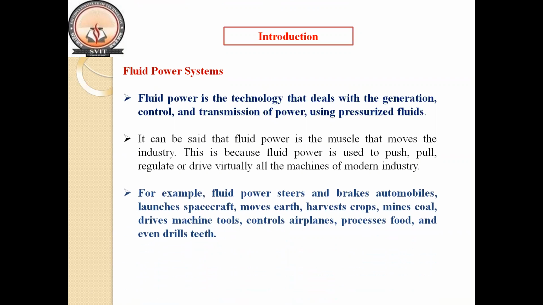For example, fluid power is used for steering mechanisms, brakes in automobiles, to launch spacecraft, move earth equipment, harvest crops, in mining industries, to drive machine tools, control aeroplanes, in processing of food industries, and even drilling. We are going to use this fluid power system.